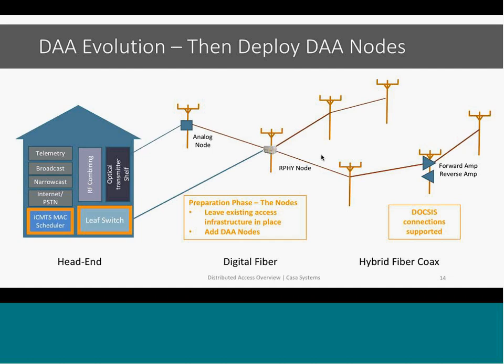The next thing I would do is deploy that DAA node. For example, the fiber might run through the same conduit, but in effect, I've got an optic here and an optic here. This allows me to light this fiber with a 10 gig signal and terminate it within my RPD node. And so it's IP in, RF out.